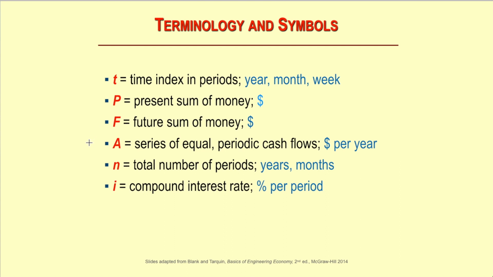And then we have A, which stands for annual worth. And A is a series of equal and periodic cash flows. So the unit could be dollar per year or dollar per month or dollar per week, which depends on your timeline. And then we have N, which is the total number of periods, which could be years, months, days, or weeks. And then we have I, which is the compound interest rate, and the unit is percentage per period.